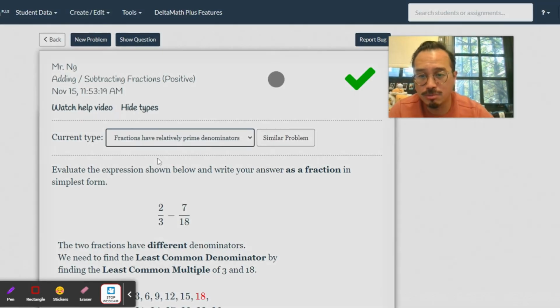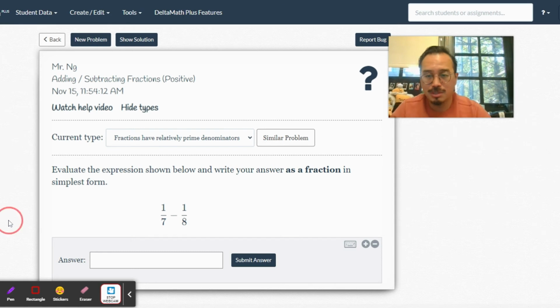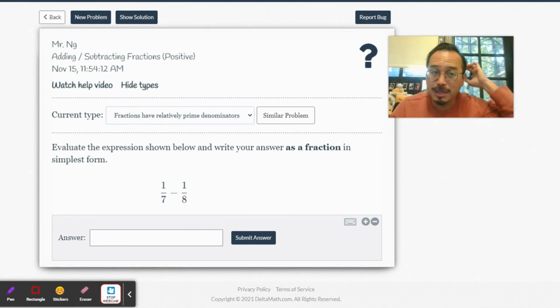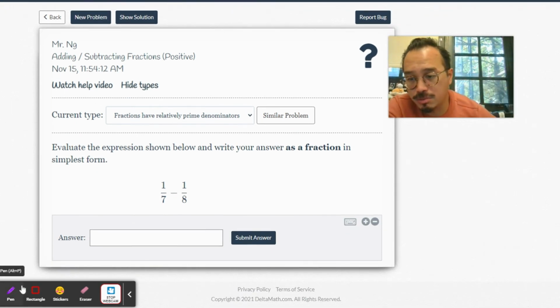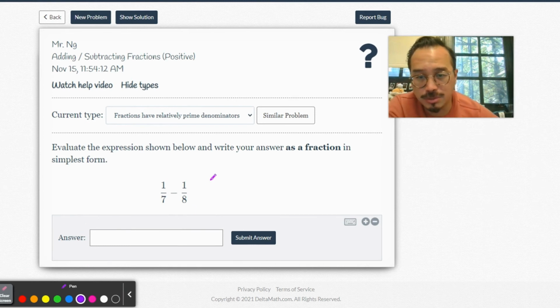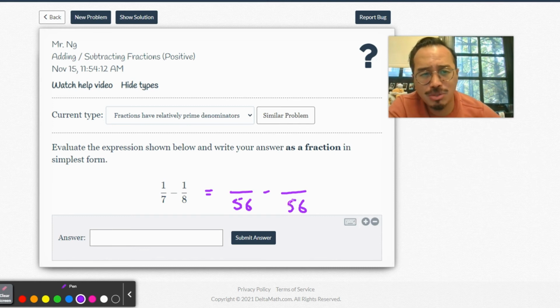So meaning these two are probably going to have to be multiplied. That's the third type. This is why Delta Math is so good. They can distinguish between these three, even in the homeworks on their website. Now, the common denominator is likely 56. Even if it's not the LCD, the least common denominator, it doesn't really affect anything.